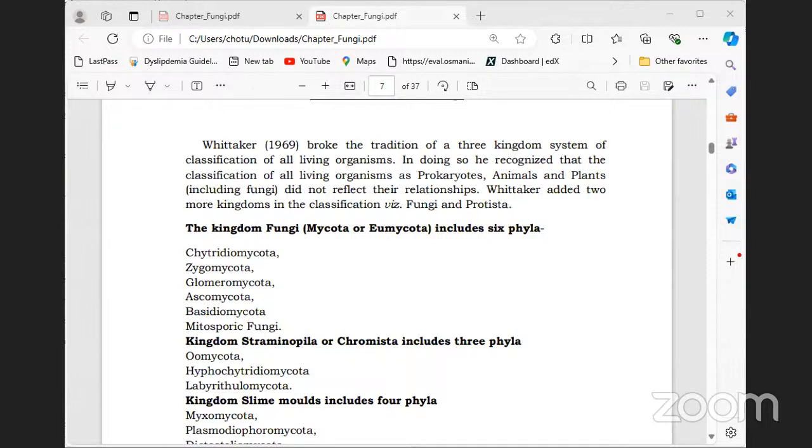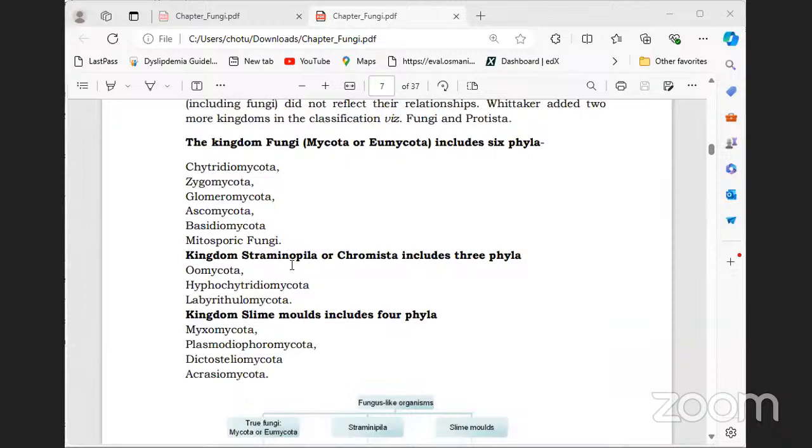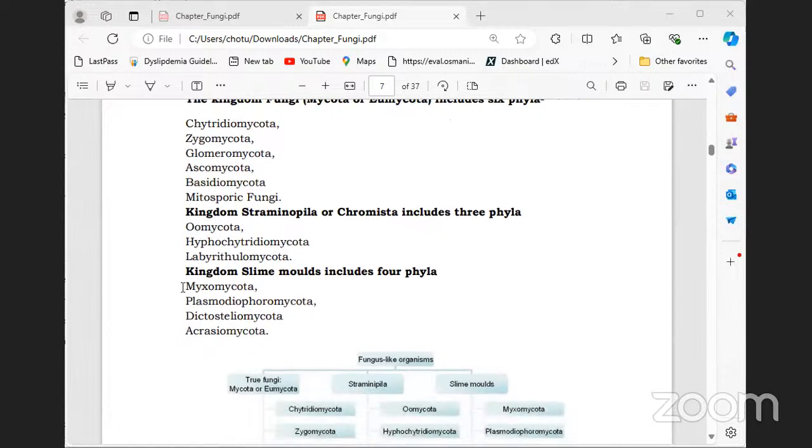Another group has six phyla. This one, Straminipila or Chromophyta, includes three phyla: the Oomycetes, Hyphochytridiomycota, and Labyrinthulomycota. And another four phyla are present in the kingdom of slime molds.